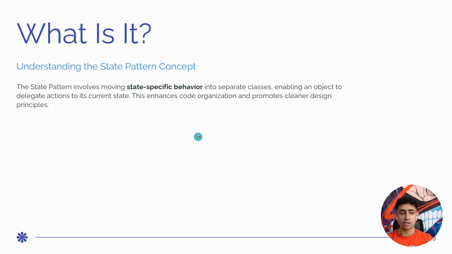All right. So here comes the state pattern to the rescue. What the state pattern basically does is define state specific behavior in separate classes. It enables an object to delegate actions to its current state. Let's see what it means.